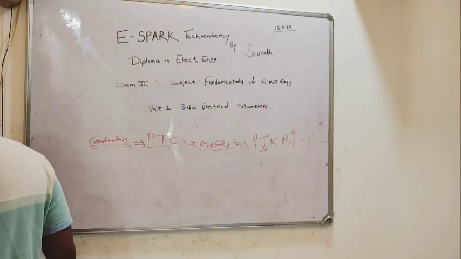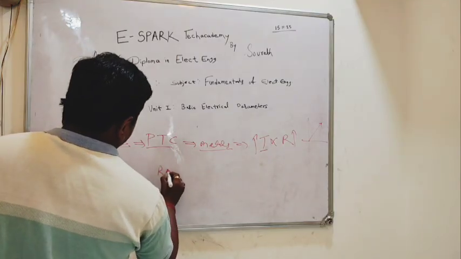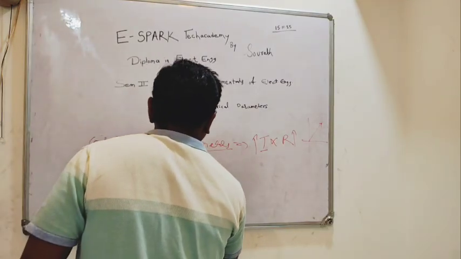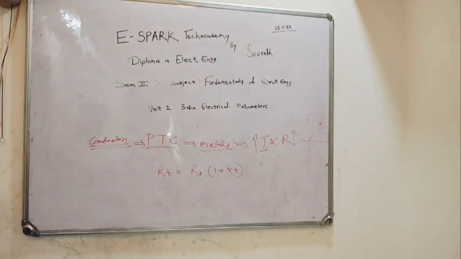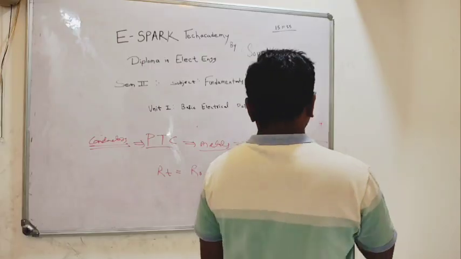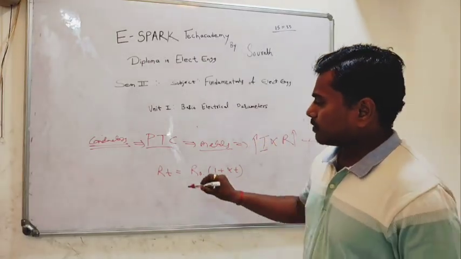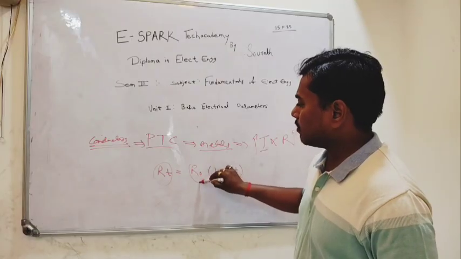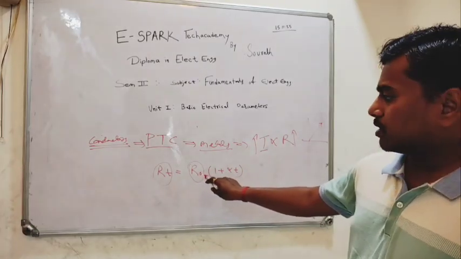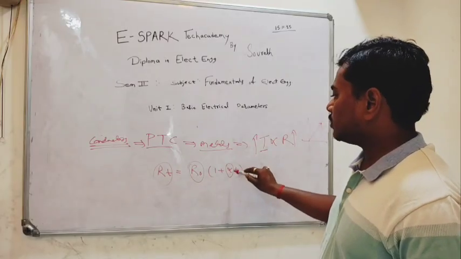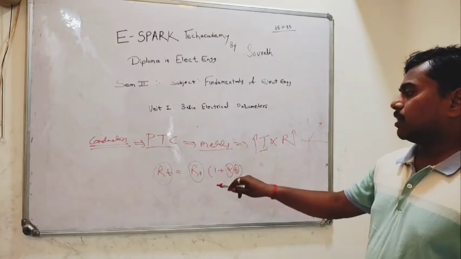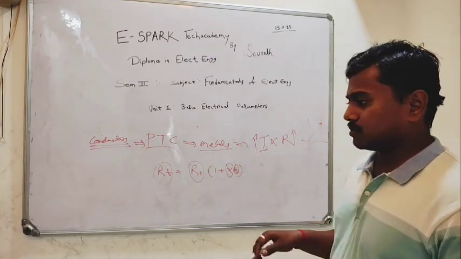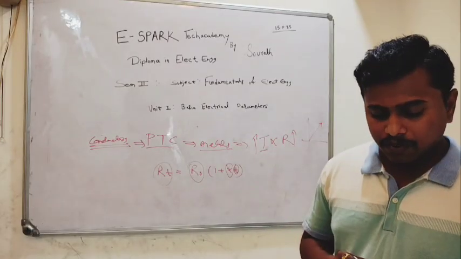Now, one expression I will be showing you is 1 plus alpha T. This is the actual expression which you will be using further, as we go along, to calculate the resistance at different temperatures by taking the ambient temperature resistance R0. Alpha is the temperature coefficient, and T is the period of time for which you will be calculating the resistance.